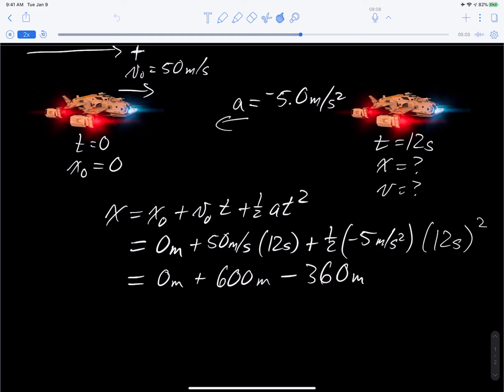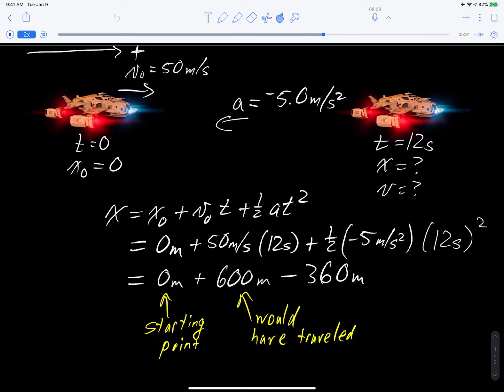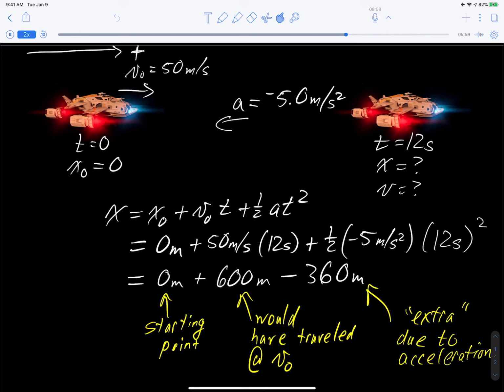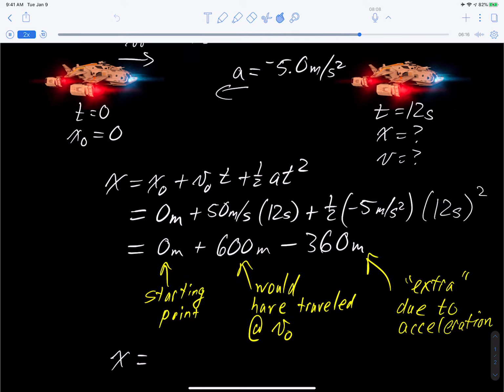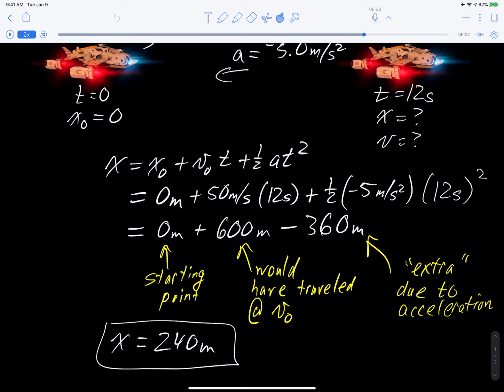So the meaning of these terms is, well, that's the starting point. The 600 meters that I get from that term is the distance that I would have traveled at a constant velocity. So if the retro rockets had not been turned on, if I just stayed at that initial velocity, that's how far I would have gone. And then this final term, I'll put in quotes, is the extra distance due to the acceleration. Because the acceleration is opposite to the direction that it was initially moving, this extra distance is actually a negative number. So it doesn't go as far as it would have if it hadn't turned on those reverse thrusters. Now I can calculate 600 minus 360 is 240 meters. So the spaceship travels a distance of 240 meters in those 12 seconds.